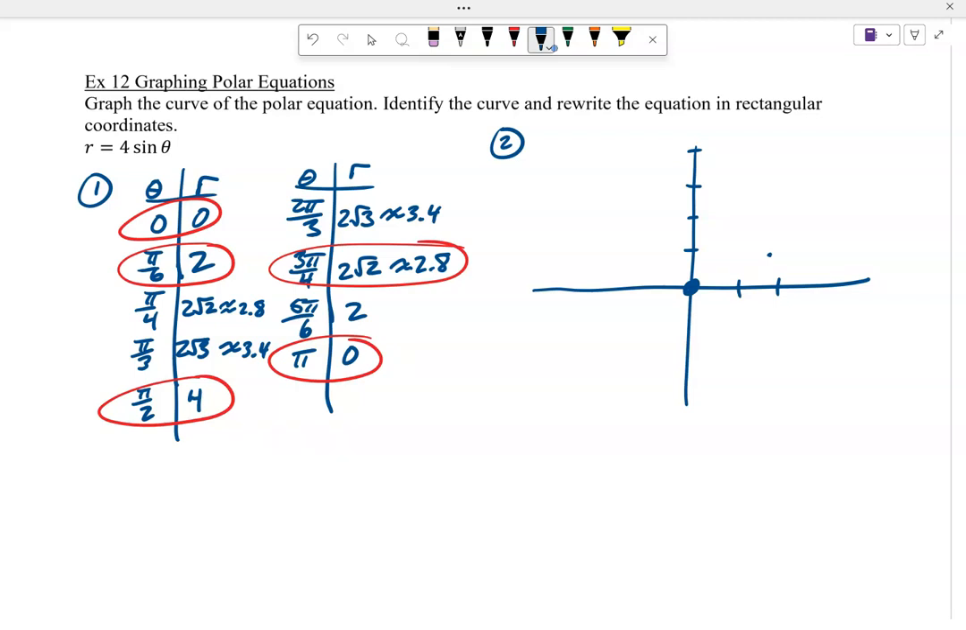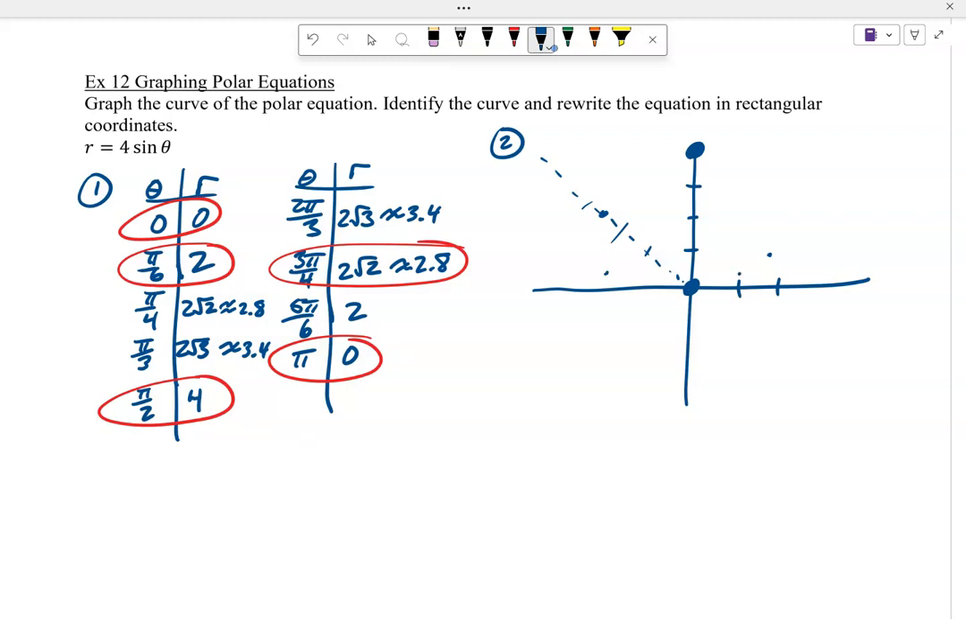π/2, I rotate π/2, I go out 4. That'd be right there. Rotate 3π/4, I go out 2.8, about right there. Rotate π, I'm back at 0. You could do a few more of these: 5π/6, I'm out 2.